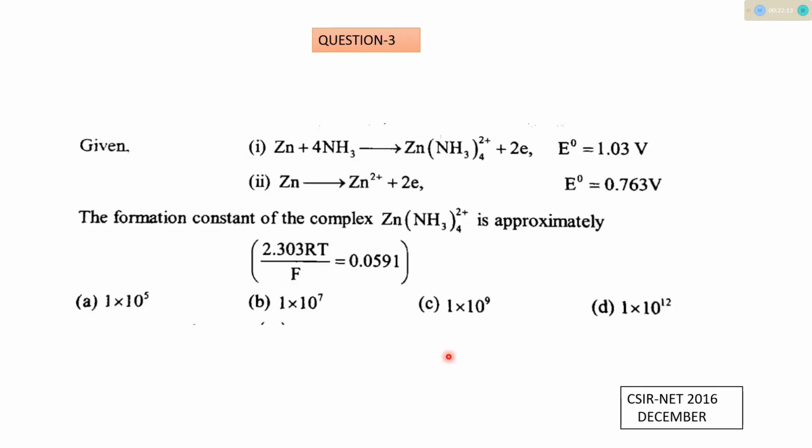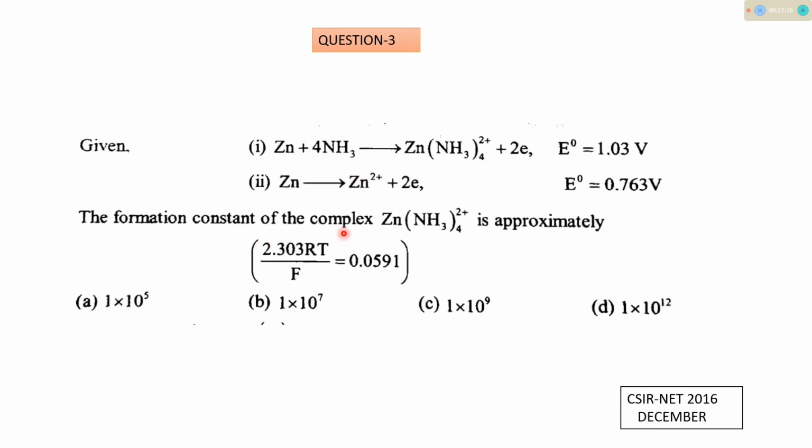So this question is from CSIR NET 2016 December. In this case also, two half cell reactions are given, two reduction half cell reactions are given. See, in this case 2 electrons are released by Zn, and here Zn also releases 2 electrons. So this is the oxidation reaction. Zn converts to Zn2+ releasing 2 electrons. Zn reacting with 4NH3 forms this complex and releases 2 electrons. So these are the oxidation reactions, not reduction reactions.